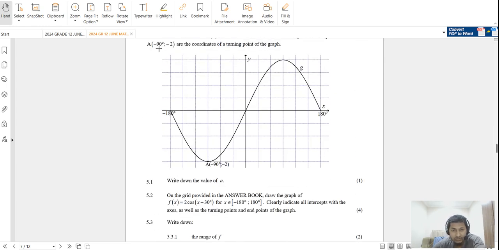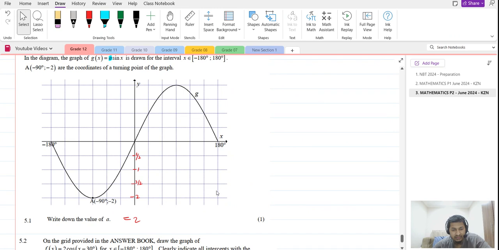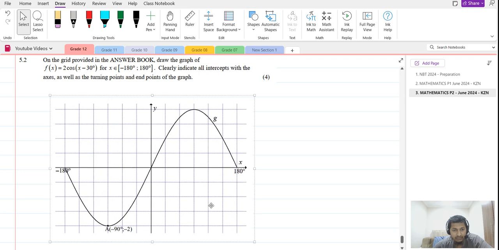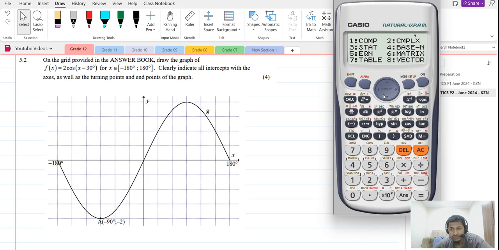I'll show you how to use a calculator to solve this. If you don't have the silver calculator, then you have to work it out for each. Right, so now we're going to draw the graph of 2 cos(x - 30). So you go to mode, table, let's call it f of x, 2 cos(x - 30 degrees). Start at -180, end at 180, and step 30 degrees.